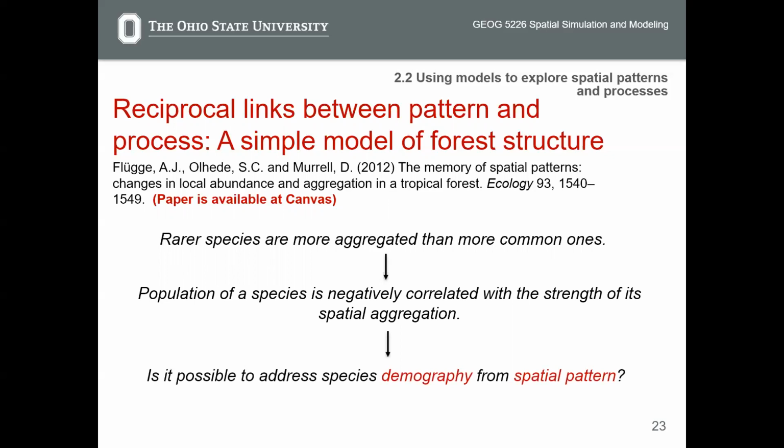If that is the fact, is it possible to address species demography from spatial pattern? So at the very beginning, the argument is that, okay, the rarer a species is, the more that species is spatially aggregated. The question is, if we find a spatial pattern, for example, a species is very aggregated within the space, can we estimate the population of that species? Because population and the strength of the spatial aggregation are negatively correlated, right? So in order to verify or to demonstrate or to answer this question, the authors of this paper created a model based on this argument. Population of a species is negatively correlated with the strength of its spatial aggregation.